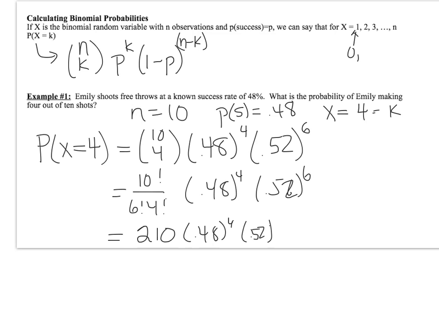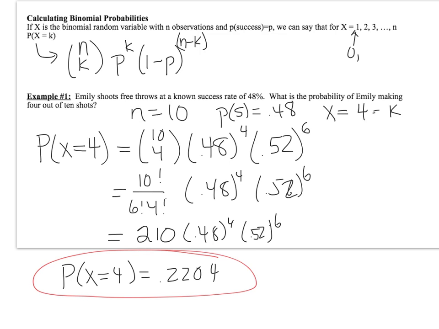to the 6th. And dumping that all in your calculator you should find that the probability of x equaling 4 is 0.2204. And that is the probability of Emily making exactly 4 of 10 free throws, given she's a 48% free throw shooter, with shots being independent of each other.